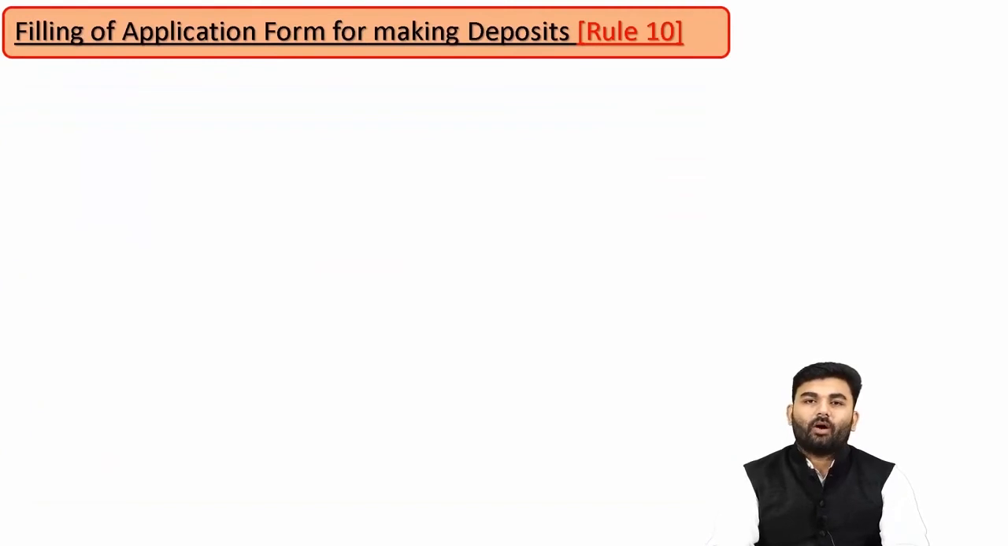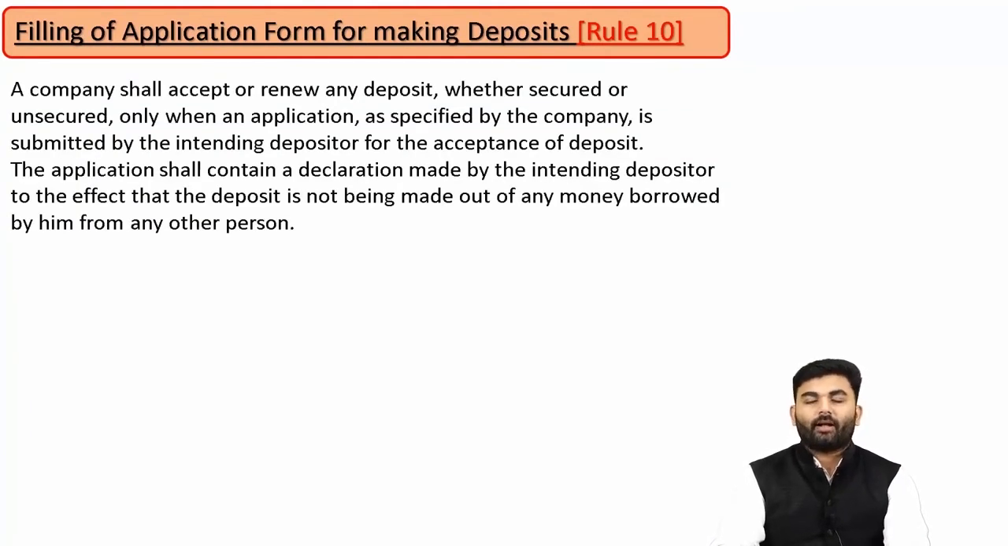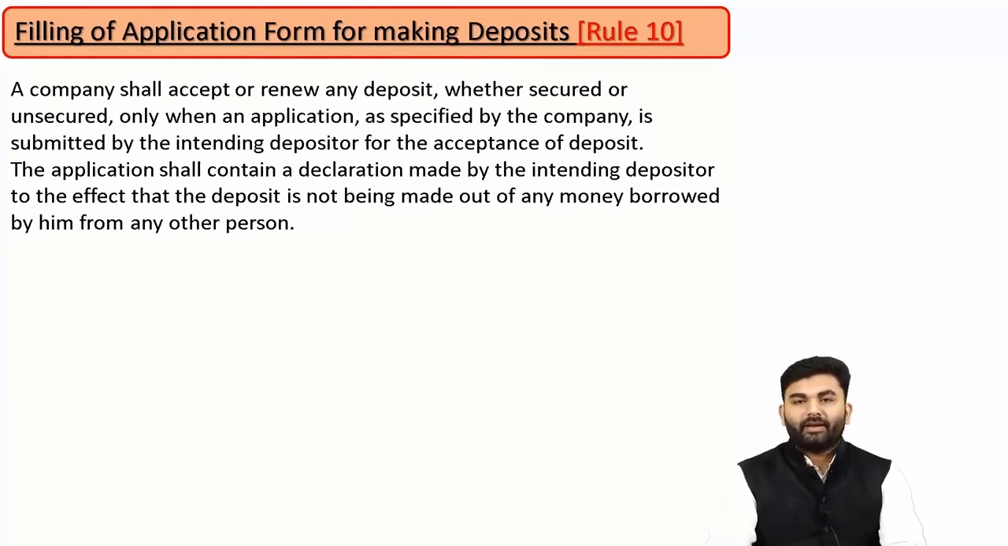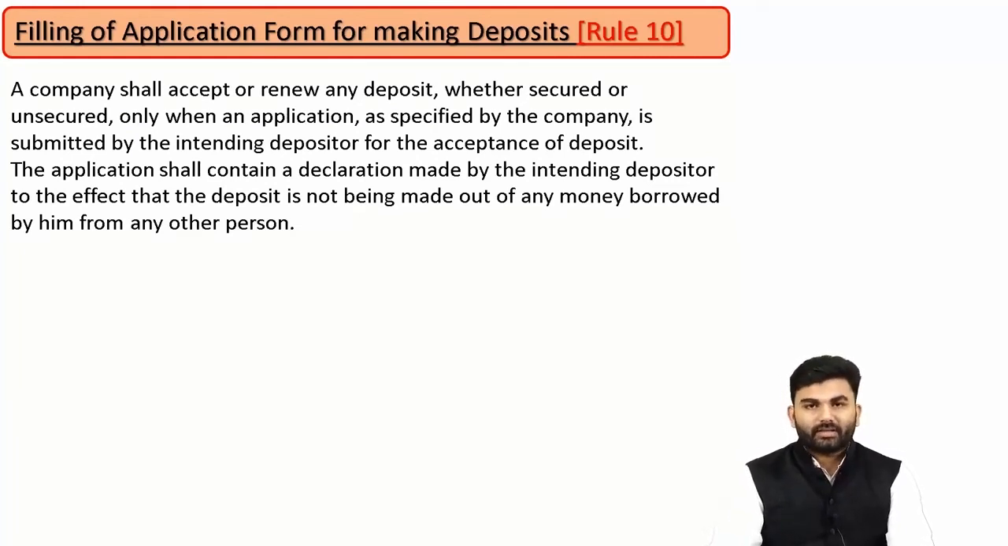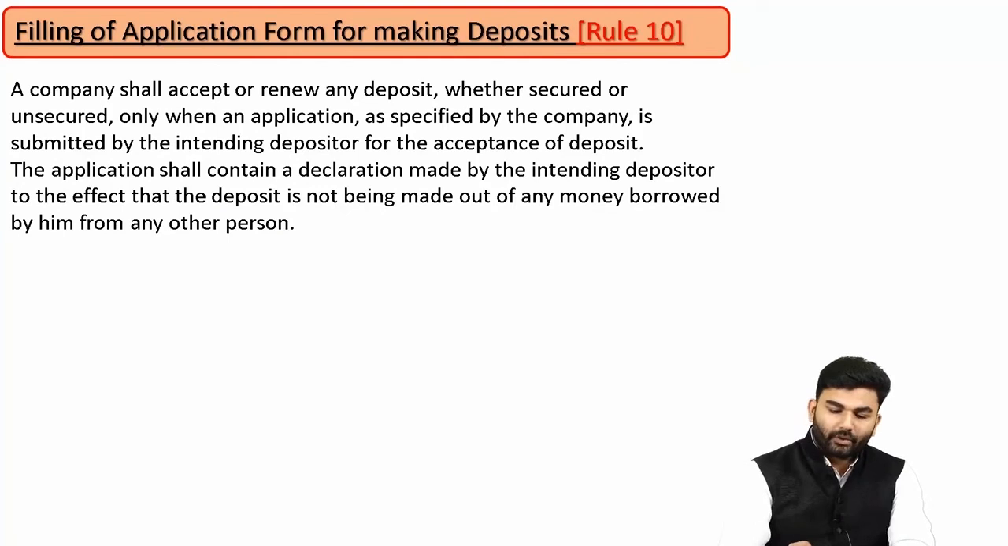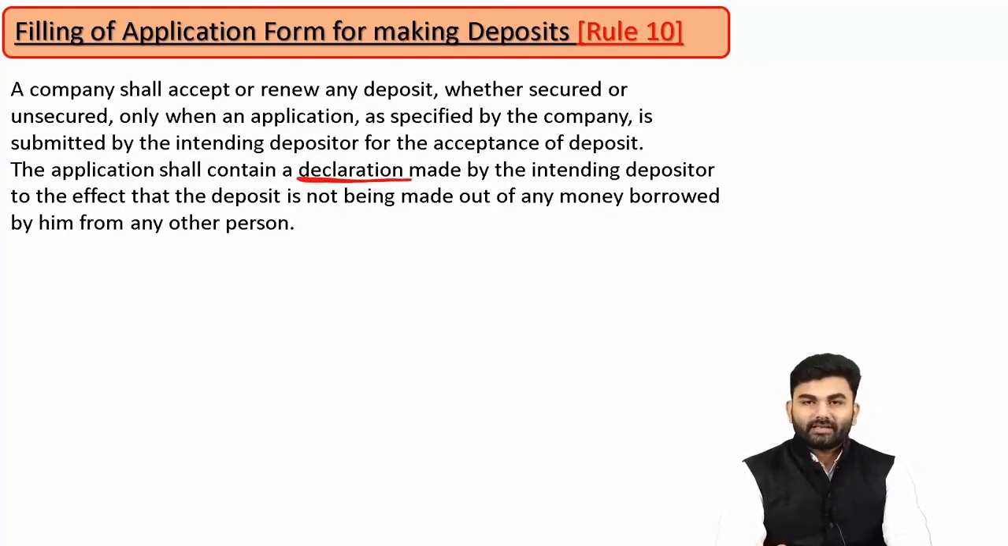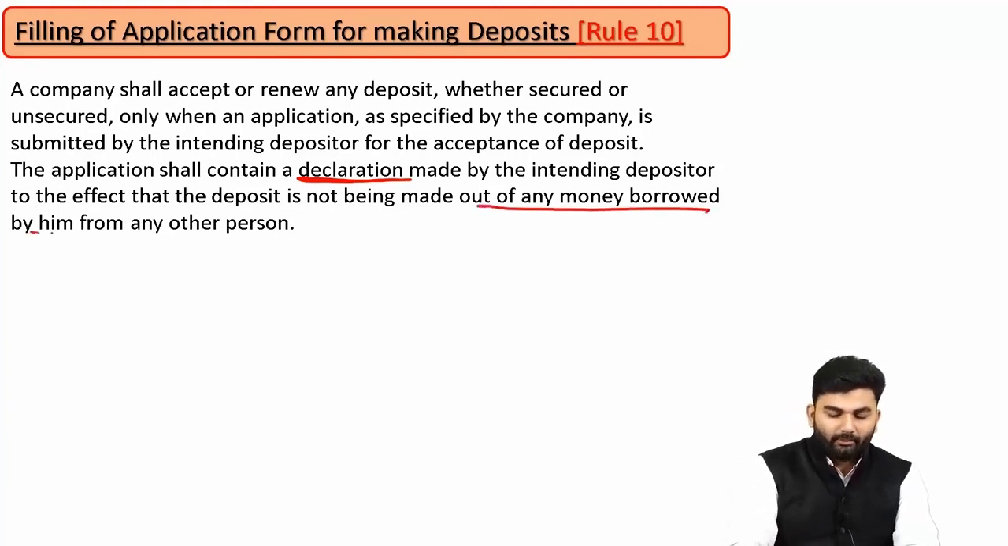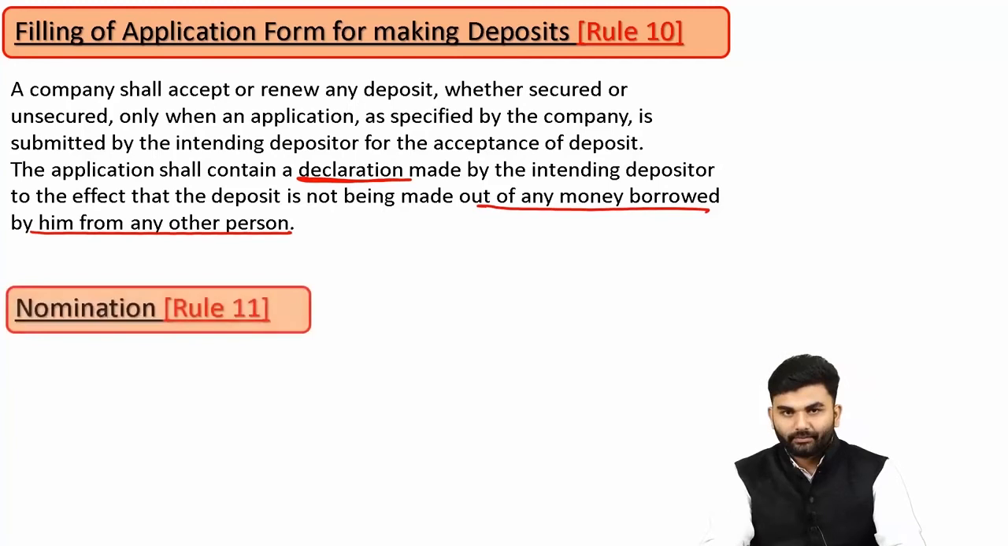The next rule is about the application form. Whenever a company is going to accept deposits from its depositor, the company needs to first receive an application from that intending depositor. The intending depositor will also give a declaration inside that application stating that whatever money he is investing in a company in the form of a deposit, that money is not borrowed by him from any other person.